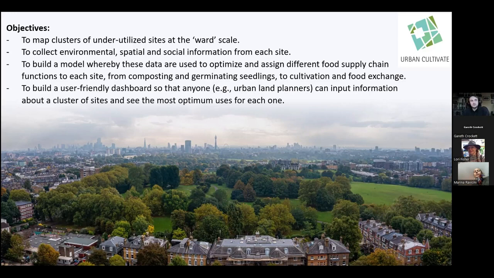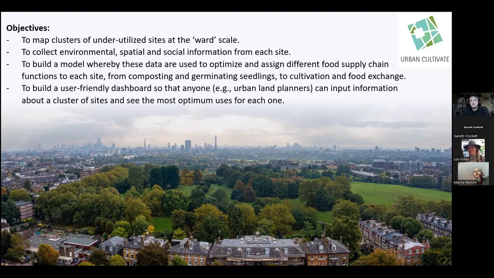So the objectives really are to map networks or clusters of underutilized sites at the ward scale, and I'll explain a little bit about the local context in a moment around where we are working. And then to collect the environmental, spatial and social data from those sites and integrate those to build a model so that we're able to optimize and assign different food supply chain functions.